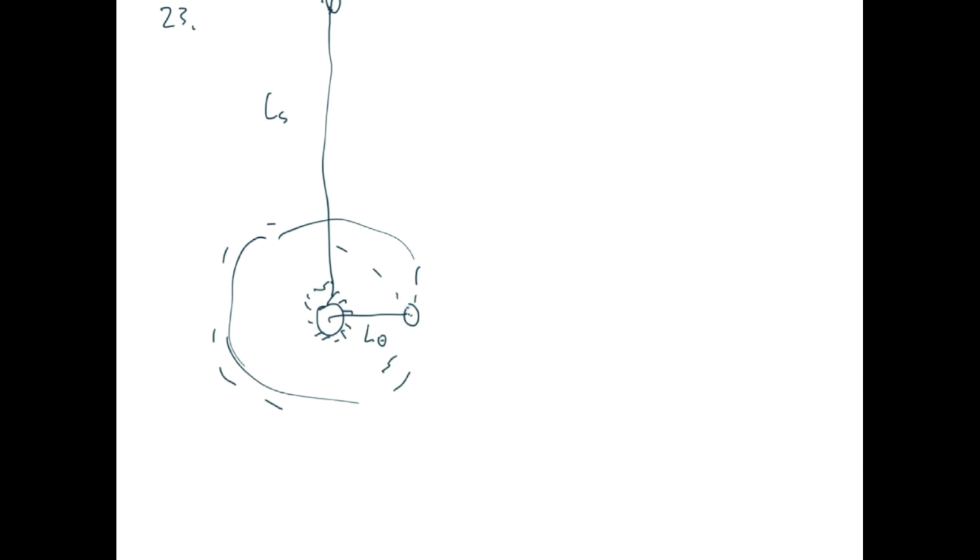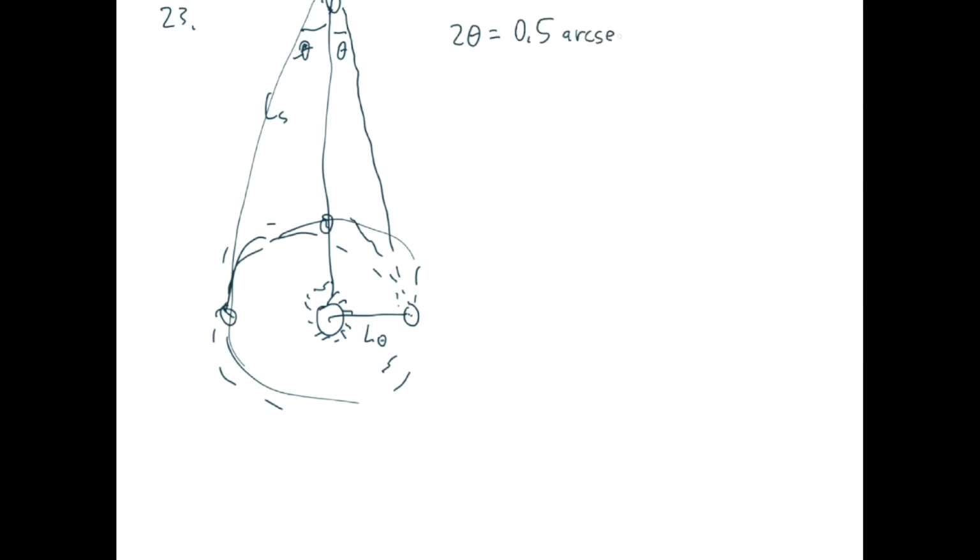And as the astronomer orbits, this angle will gradually change from theta to 0 if the astronomer is here, and then all the way on the other side, it'll change to negative theta. And the problem gives that the difference in these angles will be 2 theta, and that's equal to 0.5 arc seconds. And an arc second is just 1/3600 degrees.